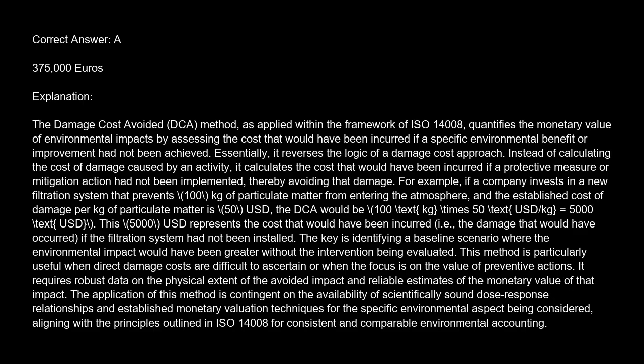This 5000 USD represents the cost that would have been incurred, i.e., the damage that would have occurred if the filtration system had not been installed. The key is identifying a baseline scenario where the environmental impact would have been greater without the intervention being evaluated. This method is particularly useful when direct damage costs are difficult to ascertain or when the focus is on the value of preventive actions. It requires robust data on the physical extent of the avoided impact and reliable estimates of the monetary value of that impact.